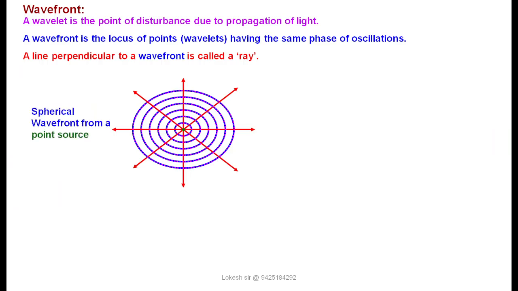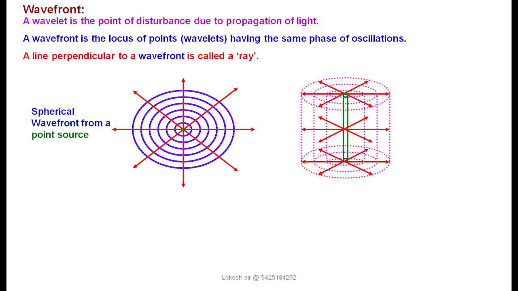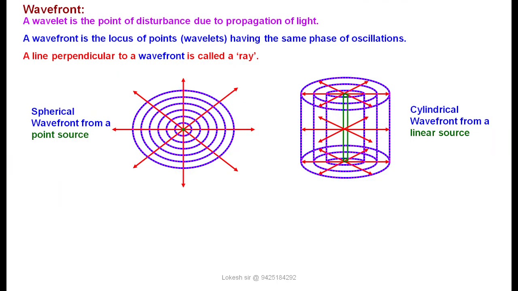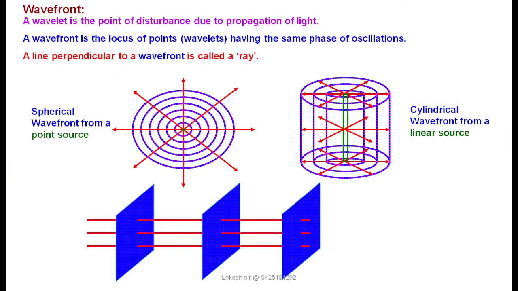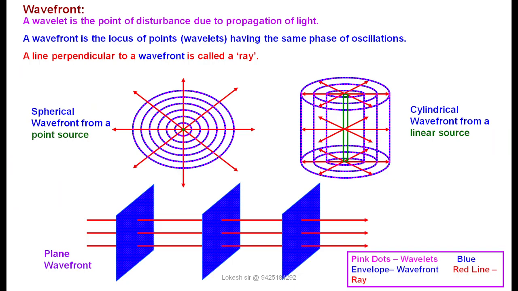So this is a spherical wavefront from a point source. Clear? Now this is for the cylindrical wavefront. A cylindrical source will give a cylindrical wavefront like this. These are the wavelet points of the cylindrical wavefront. If you join them, you will have a cylindrical wavefront. Cylindrical wavefront is emitted from a linear source. And this is a plane wavefront. The plane sheets are called plane wavefronts and the rays are perpendicular to these wavefronts. Clear? So pink dots are wavelets. The blue envelope is called the wavefront and the red line is called a ray.